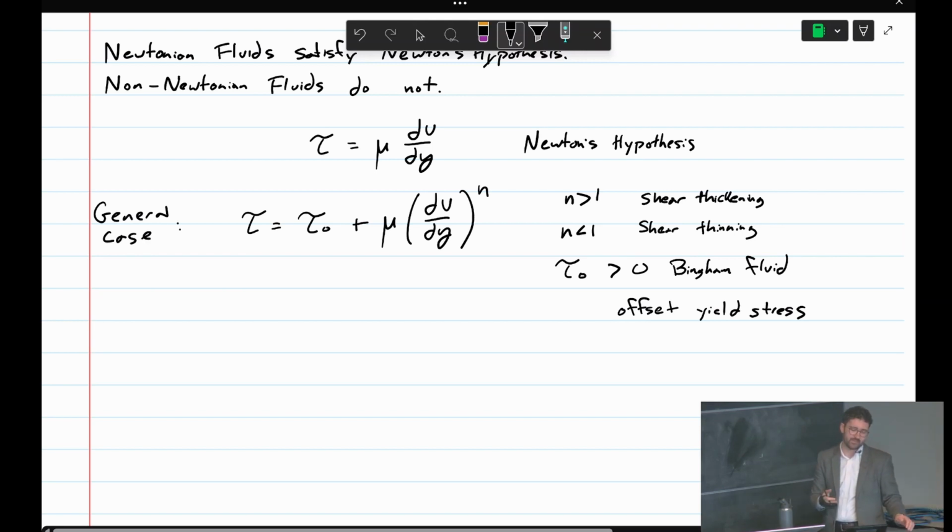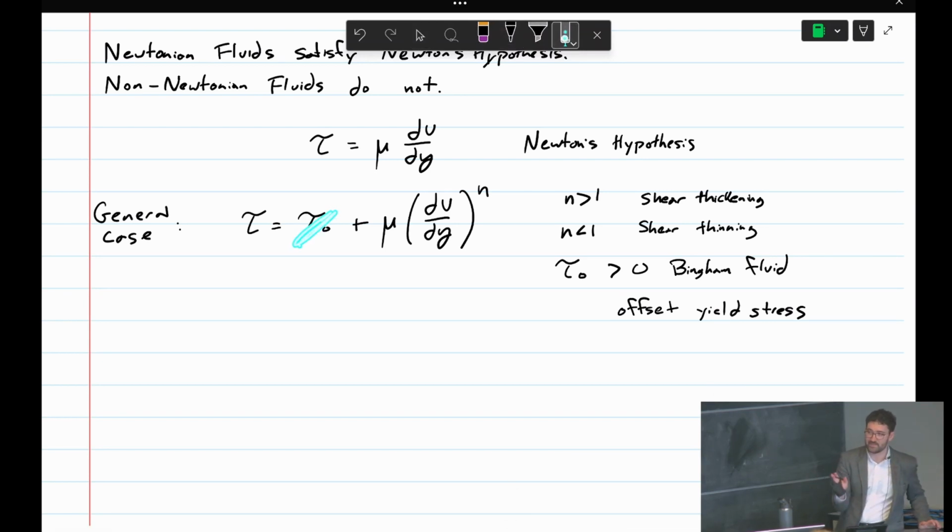To get to Newton's hypothesis from the general case, we would get rid of tau 0, so we don't have that yield stress, and we say n is 1, then we get a linear relationship. If n is greater than 1, we get shear thickening. If n is less than 1, we get shear thinning. There are a lot of different words for them, but this is the simplest. Shear thickening means as you apply the shear, the fluid feels thicker. It's almost like the viscosity starts going up as you apply the shear. The more shear force you apply to the fluid, it actually gets thicker. So you don't get a linear velocity profile.